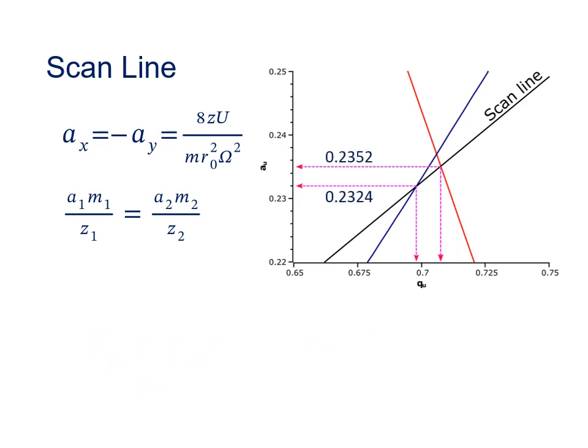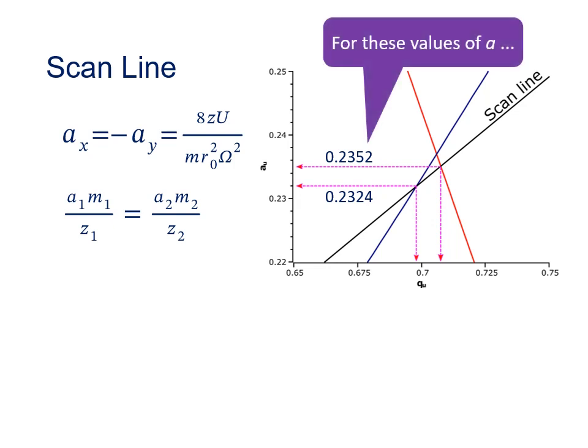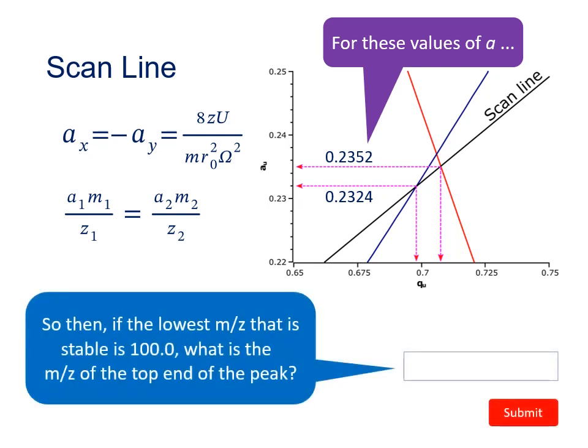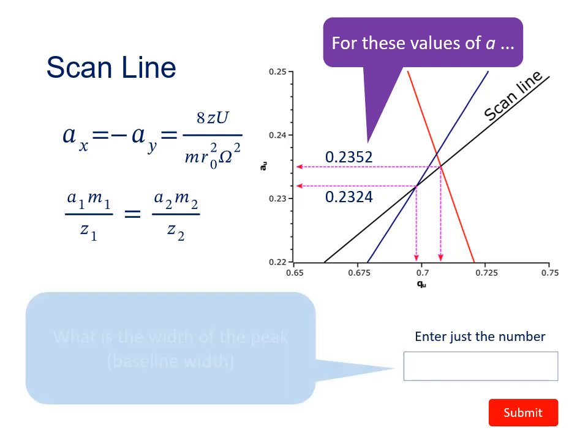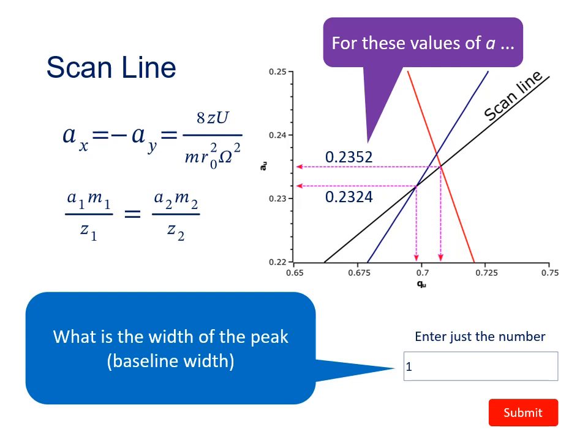So let's assume that for a particular scanline setup, these two values of A define the extent of the part of the scanline that's inside the stable region. So then, if the lowest stable mass to charge was 100, what would the mass to charge at the top end of the peak be? So having calculated that value, now you should be able to work out what the width of the peak will be at the baseline.